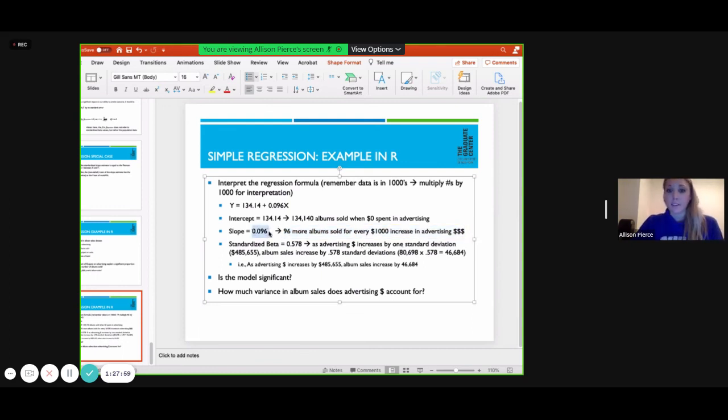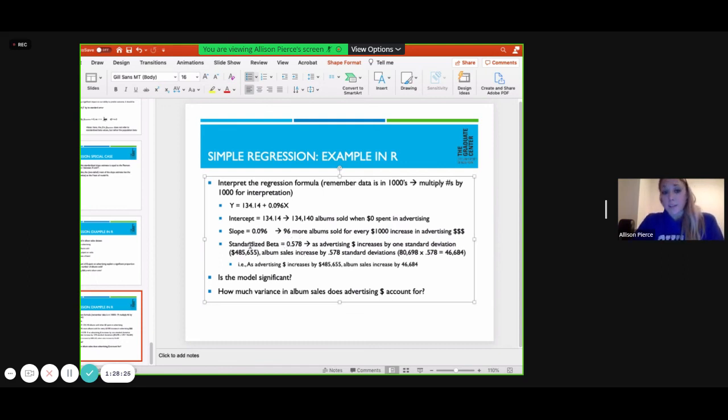If your slope is negative, this word becomes decrease. So the direction of your slope changes how you interpret it, right? If it was negative, then you would lose 96 albums for every $1,000 increase, or you had 96 more albums sold for every $1,000 decrease, whatever. So you have to flip the sign of one of these if the slope is negative.